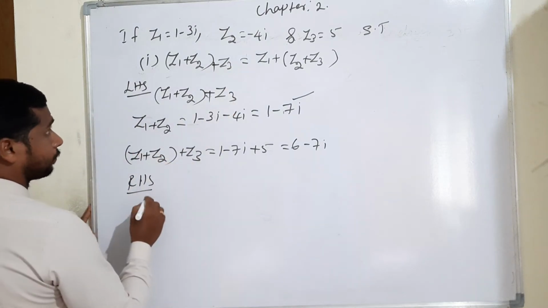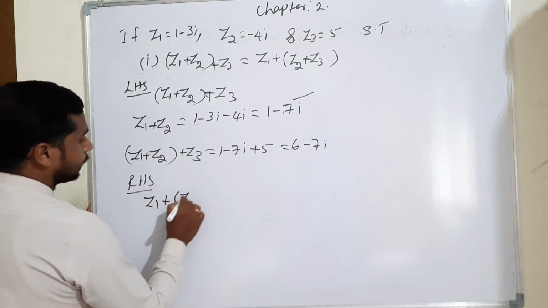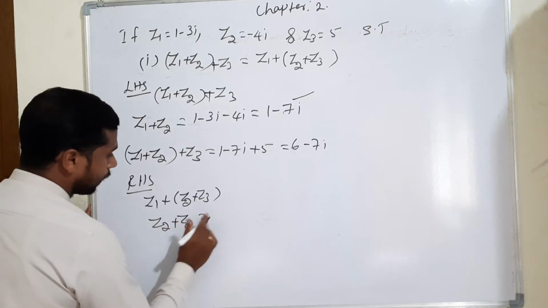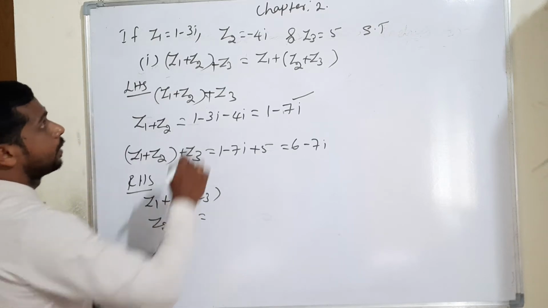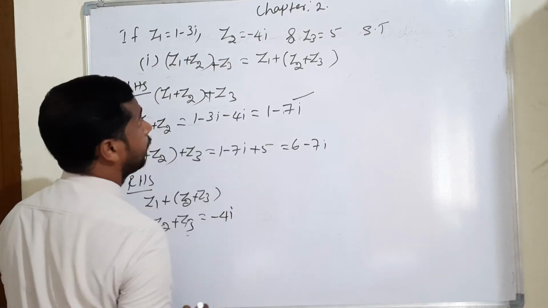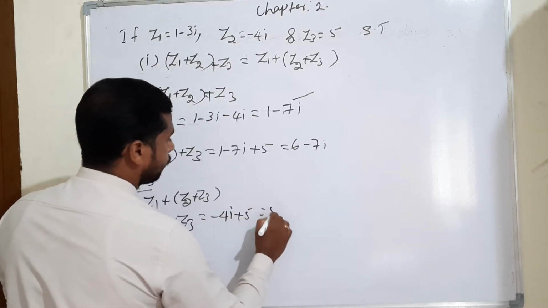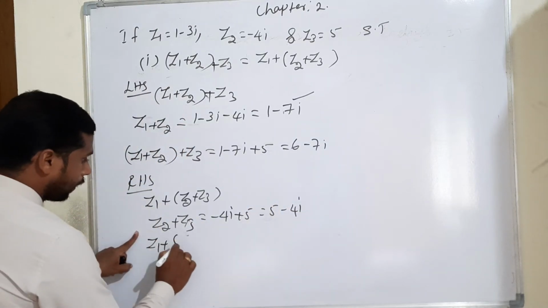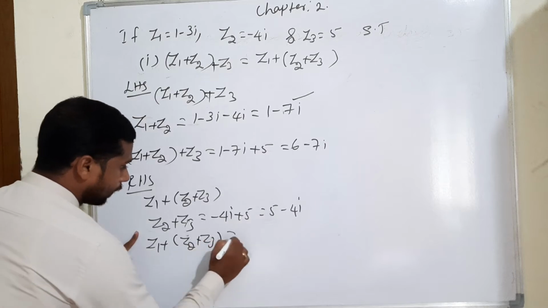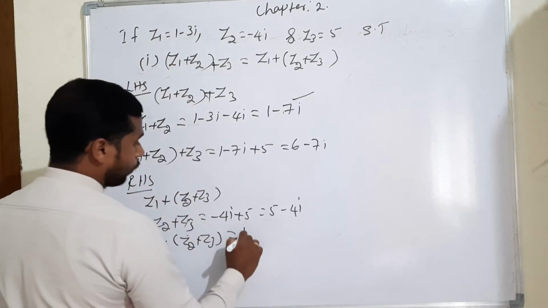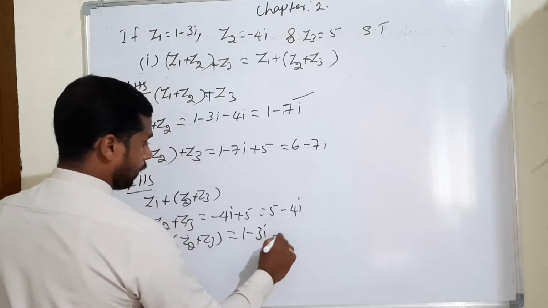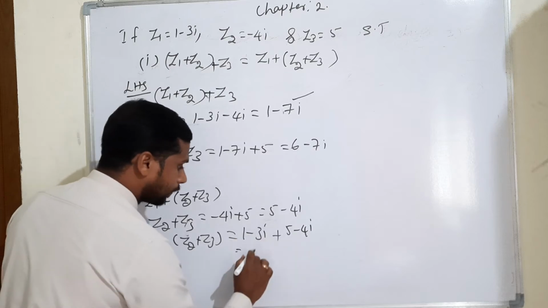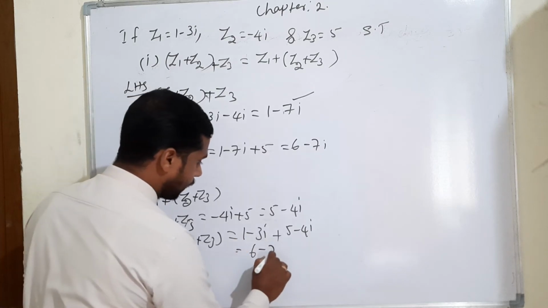RHS, what is the term? z1 plus z2 plus z3. So z2 plus z3: z2 is minus 4i, then z3 is 5. So we can write now 5 minus 4i. Then add with z1. z1 is 1 minus 3i. Then plus 5 minus 4i. Again add the real part, 1 plus 5 is equal to 6, minus 3i minus 4i, that is minus 7i.